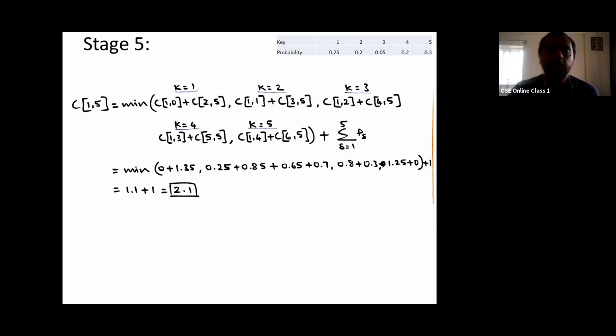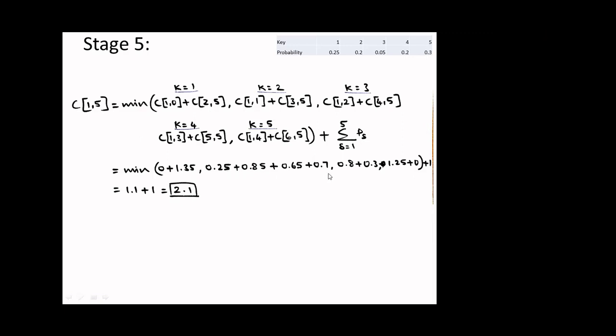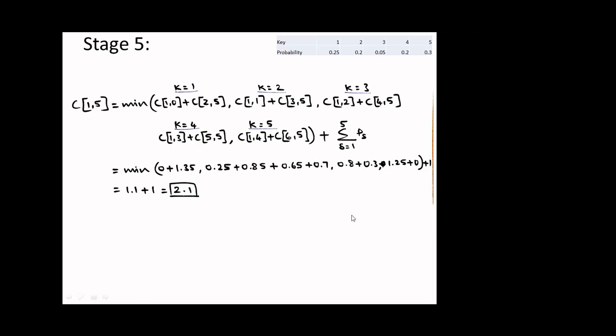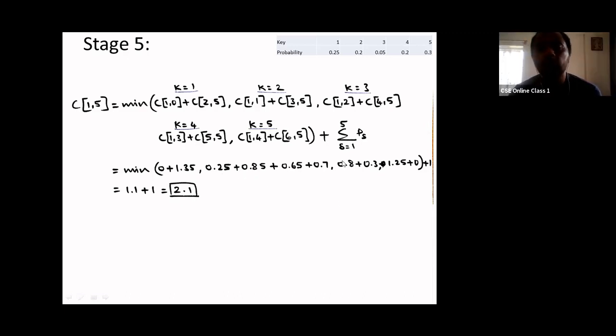Fine. So we get a value of 2.1. So 1.1 is the least value. So 1.1 we get it from key is equal to 2 as well as key is equal to 4. So we have to get 2 trees now. Am I right? Yes, sir. So we get 2 optimal trees. So either you can choose key 2 or key 4 as the root of this tree.